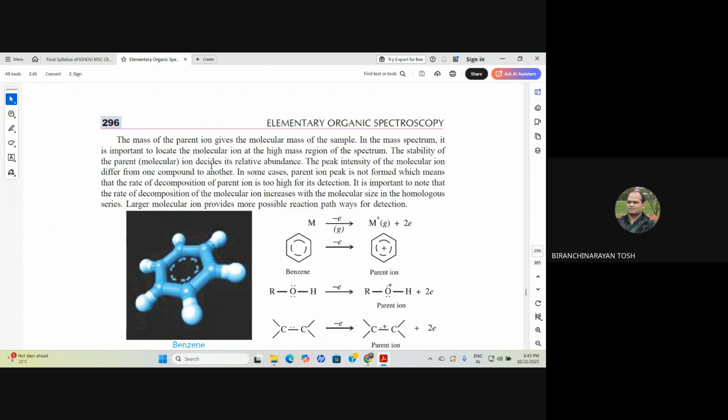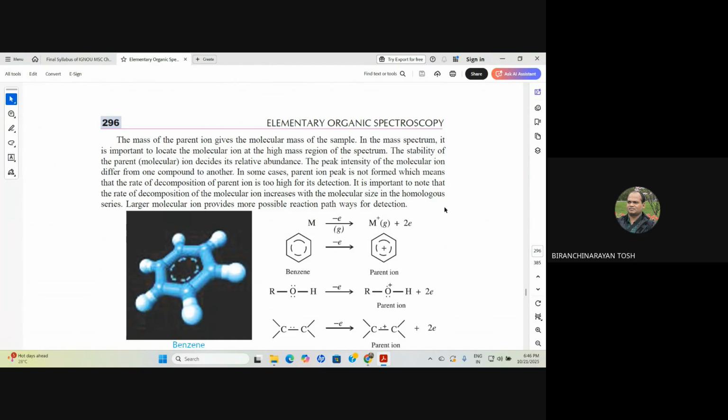So if there will be carbon-hydrogen bond breaking, but by rearrangement, we'll see after this. By rearrangement, there will be a breakage of carbon-carbon bond. So that's why we will get the base peak or base ion. The peak intensity of the molecular ion differs from one compound to another.